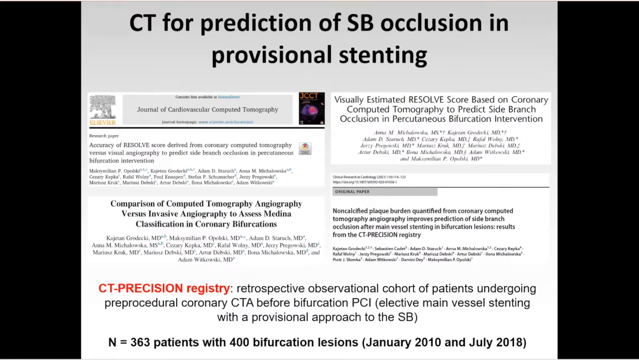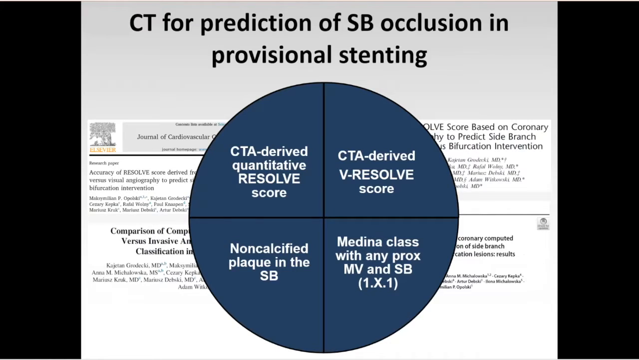as confirmed by our study group on the largest up to now CT registry, including 363 patients with altogether 400 bifurcation lesions. Indeed, both the quantitative and visually assessed CT-derived RESOLVE scores, as well as the presence of non-calcified plaque in the side branch, and finally Medina class with any proximal main vessel and side branch involvement, as assessed by cardiac CT, have the ability to predict side branch occlusion after main vessel stenting.